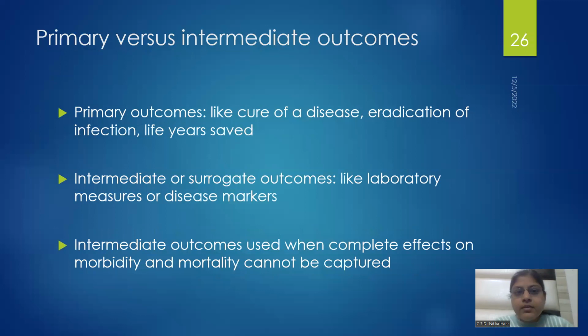Now, primary versus intermediate outcomes. Primary outcomes are like cure of a disease, eradication of infection, life years saved. Intermediate means the results of laboratory tests or disease markers. Intermediate outcomes are used when complete effects on morbidity and mortality cannot be captured. Means when complete effects on morbidity, that is the disease condition of the patient, and the death of the patient cannot be captured, then we use intermediate outcomes like laboratory tests and disease markers.